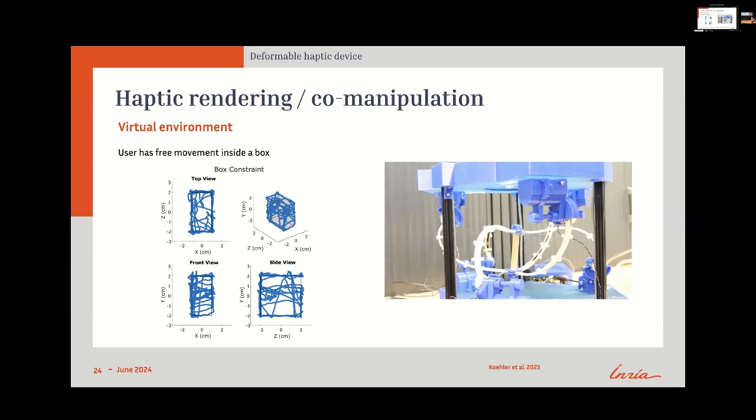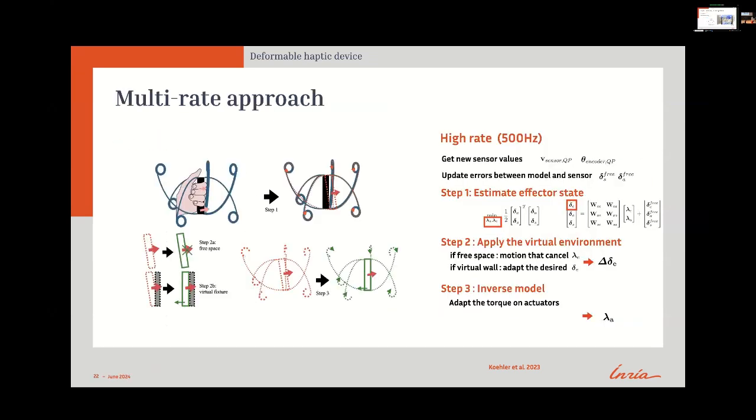Thank you for the question. So basically, when you go outside the box, we can measure the fact that you are outside the box, and what we ask the robot in terms of control is to move the handle inside the box. Okay, so basically it will of course go against you till you are inside the box.